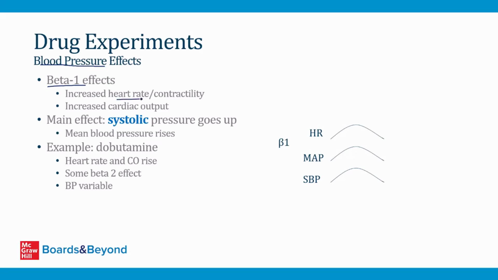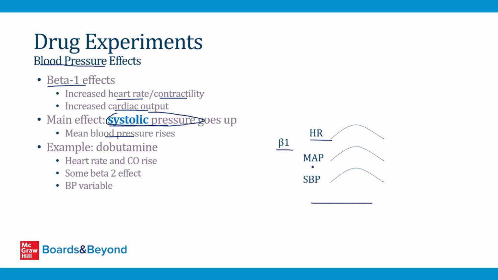That will raise the heart rate and the left ventricular contractility through beta 1 activation in the heart, and this is going to increase the cardiac output. And so as we just discussed on the last slide, this means that the main effect of a beta 1 activating drug is going to be to raise the systolic blood pressure. The mean pressure will also rise, but most of that will be driven by a rise in the systolic pressure. So shown here is a summary of the expected effects of any drug that activates beta 1 receptors.